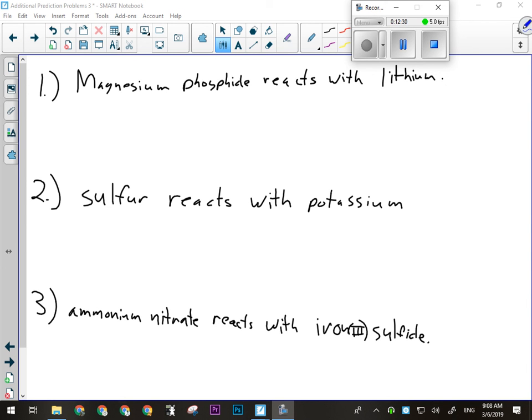All right, so I have magnesium phosphide. So magnesium is Mg, phosphorus is P. Okay, phosphorus is a -3, magnesium is a +2. It's an ionic compound that I need to drop and swap. So I've got Mg3P2 as my first reactant, and it's reacting with lithium. All right, so I've got my reactants written out. Lithium is not a special element, so it doesn't need any little numbers.